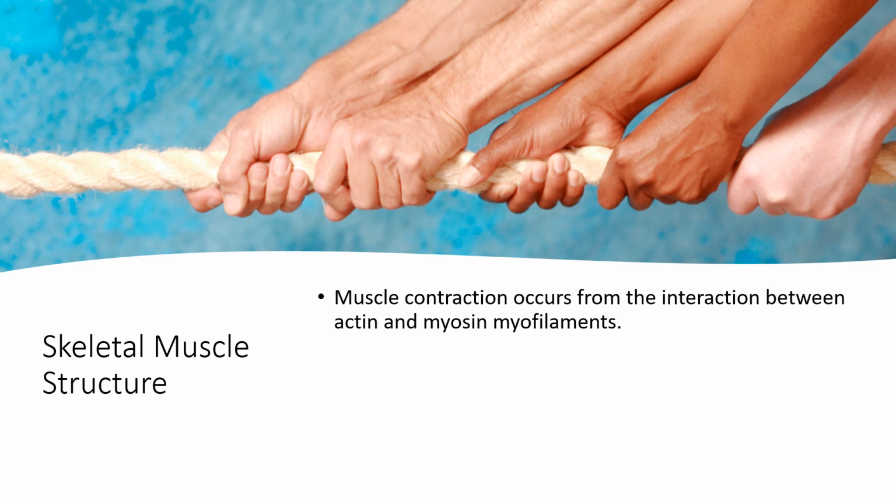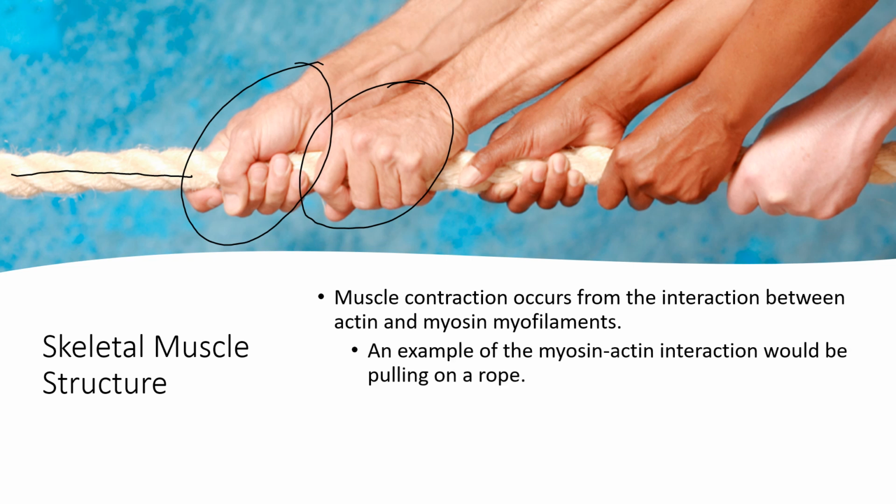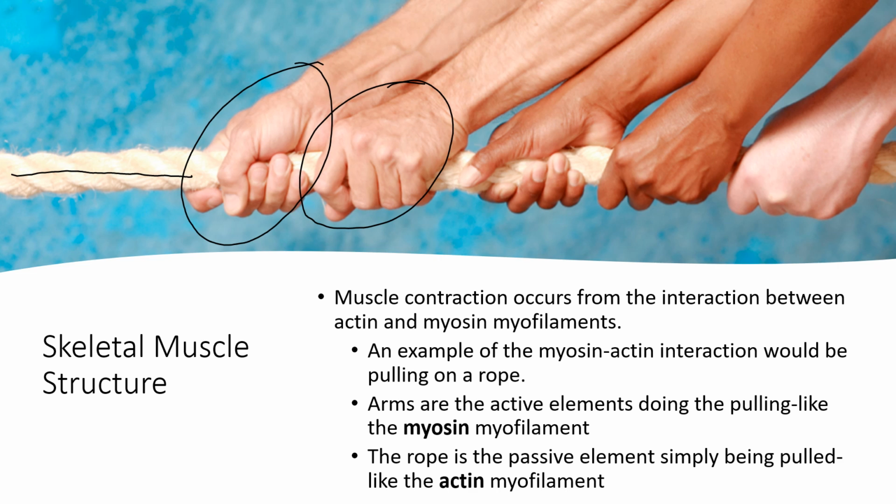This image that I'm showing you right here is very similar to how muscle contraction would work. You can think of the rope as being the actin, and the hands are the myosin heads. And so what's going to happen is the myosin heads are going to attach to the actin and pull on the actin so that muscles can contract. Okay, so the arms are the myosin filaments, and the rope is going to be the actin.